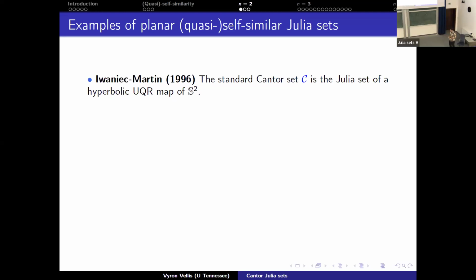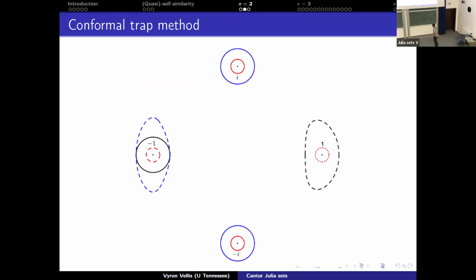So the way they proved it, the result itself is not so important compared to the methods that they use to prove it, which today we call the conformal trap method. And it's a very smart method. So let me talk a little bit about how the proof goes here, okay? So the UQR map that they constructed is a composition of 2 things. A map phi, which is an inversion, and I'm gonna explain to you in a moment, and a map G, which I have in the slide.